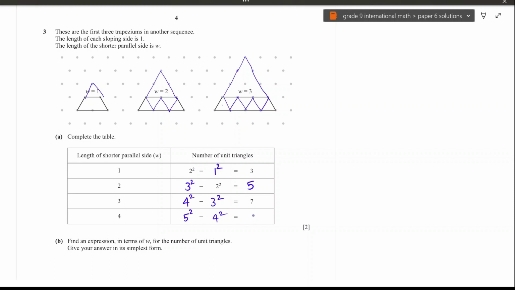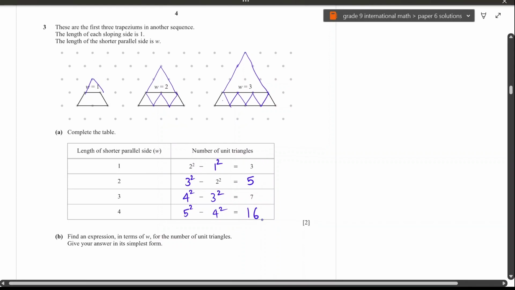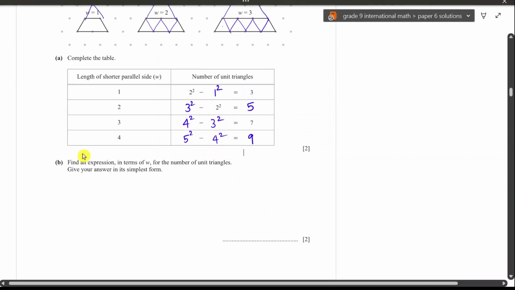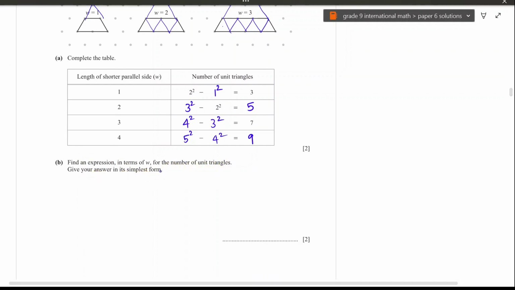So this is 25 minus 9. 25 minus 9 gives me 16. So wait, this is 25 minus 16, which is 9 actually. Sorry, this is 9. So now I have to find an expression in terms of w for the number of unit triangles. You have to give your answer in the simplest form.